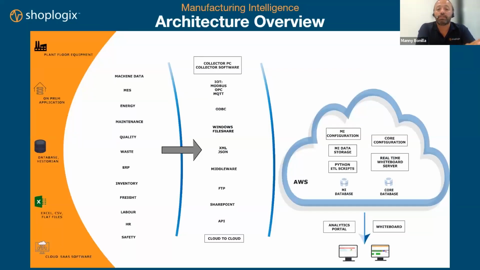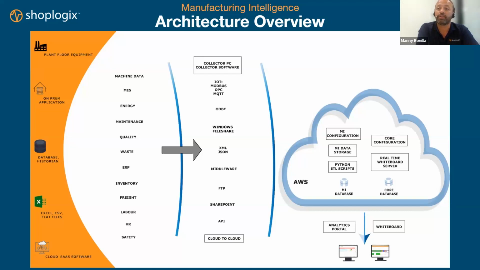Okay, this is an architecture overview slide, just to give you a feeling for how manufacturing intelligence works. On the left-hand side, you have all of your data. You have your plant floor equipment. You have your on-prem applications. You've got databases, data warehouses, and historians that are collecting data from different sources.